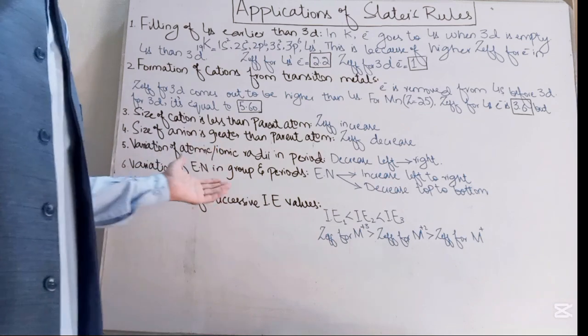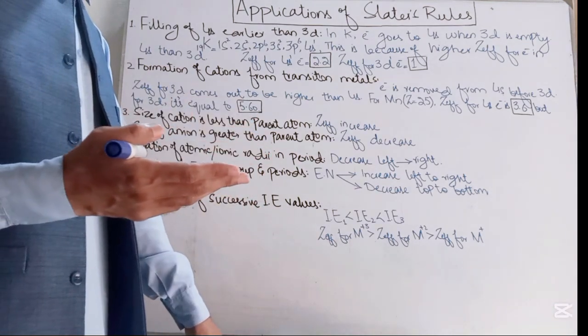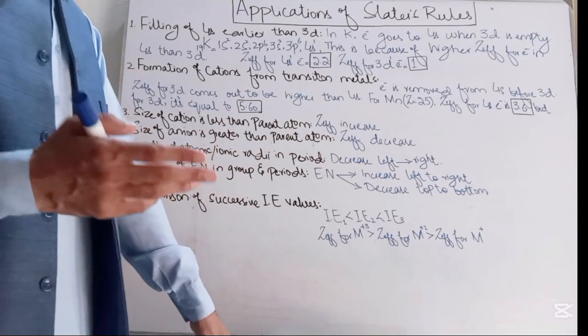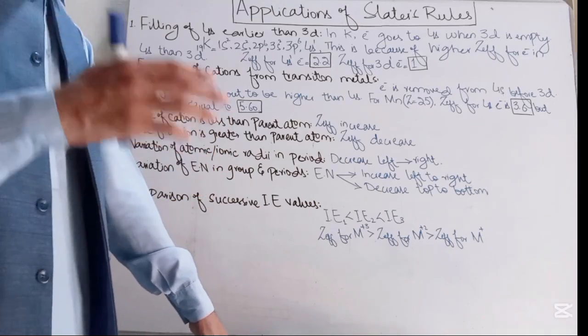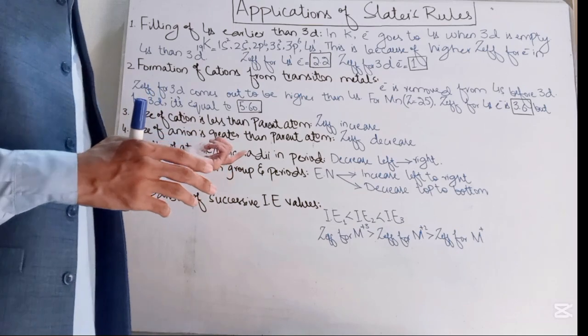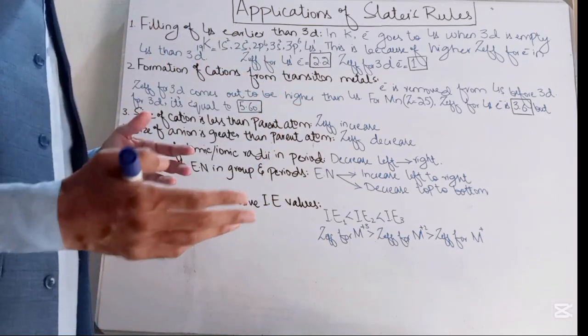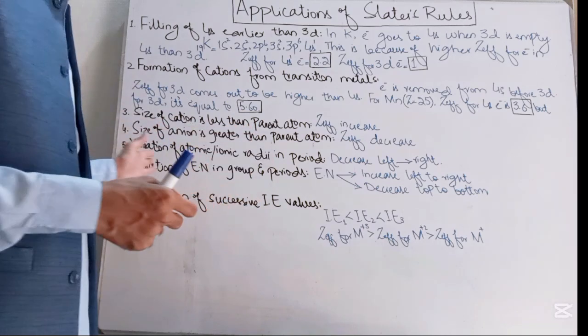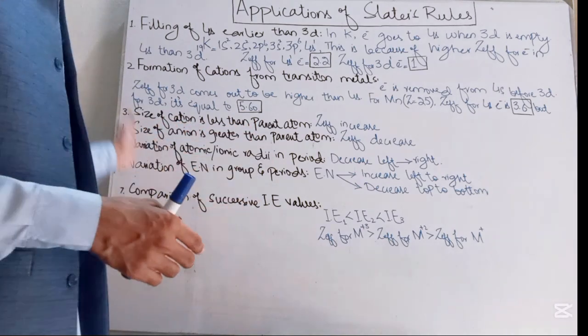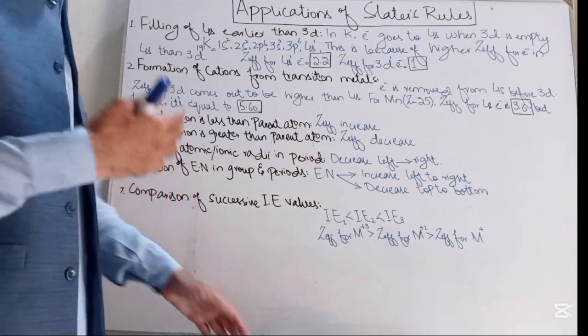When we move from left to right in a period, the valence shell remains the same, but the number of protons, or the number of positive charges in the nucleus, goes on increasing, and this increase in the positive charges causes a higher Z effective value on the valence electrons as we move from left to right. So that's why the size of the atom or the size of the ion goes on decreasing.